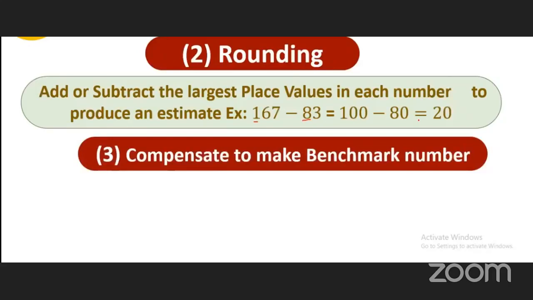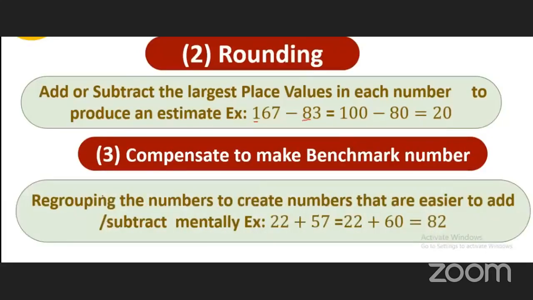Compensate to make a benchmark number. Look here. This means regrouping the numbers to create numbers. We do a regrouping operation, okay? We put them together, like a union. Regrouping numbers that are easier to add or easier to subtract mentally. For example, 22 plus 57.